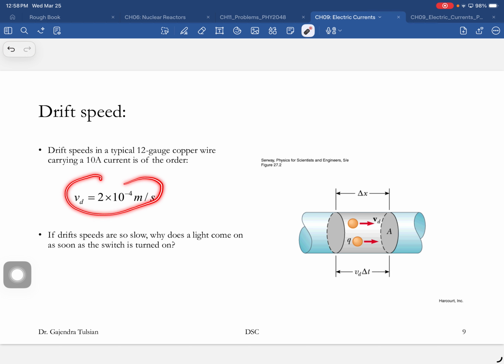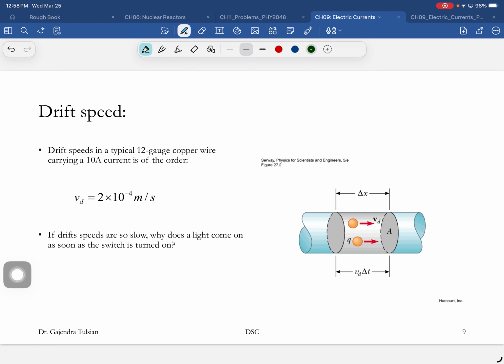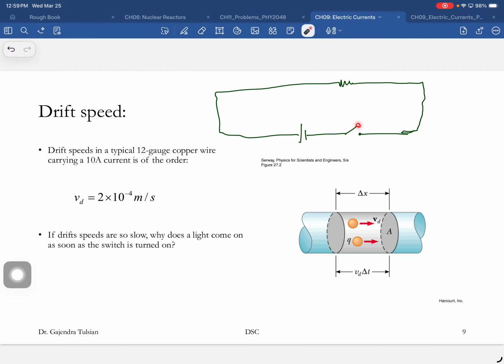So now here's a question for you. If the drift speeds are so slow, why does a light come on as soon as you turn on the switch? So here's a battery, and here is a switch, and here is the bulb. Let's say the bulb is a street light or whatever, and you close the switch inside your house, the bulb comes on instantly. Because there's already some electrons on the wire, the circuit wasn't closed yet, so they couldn't reach their destination.